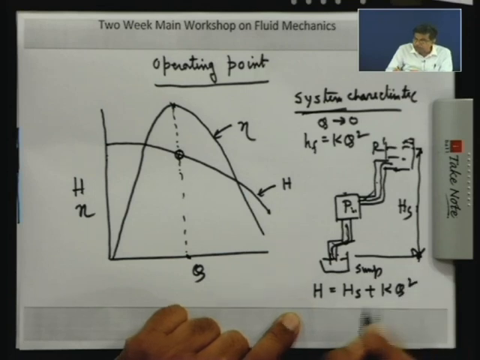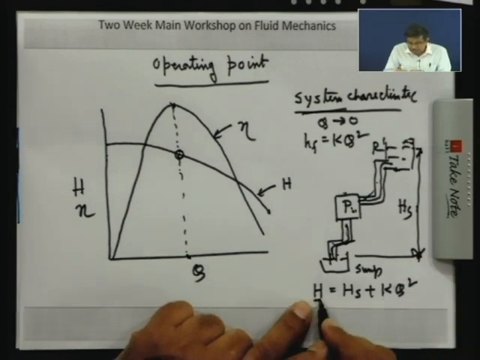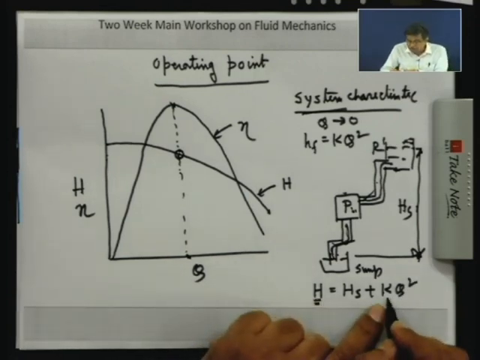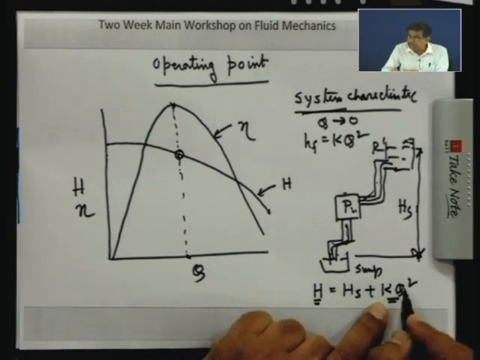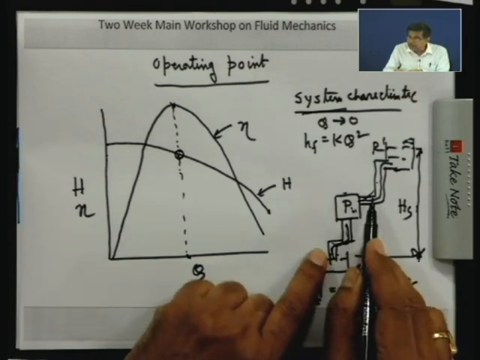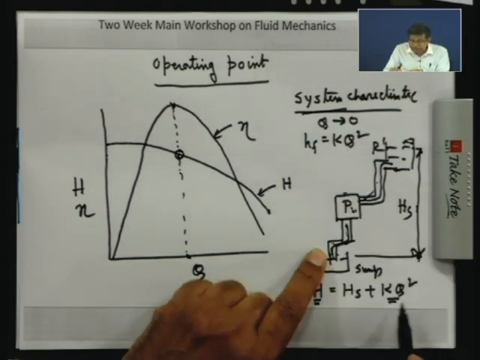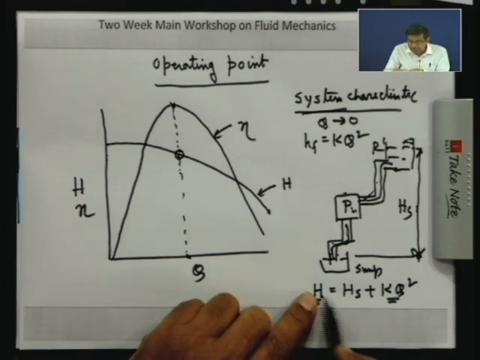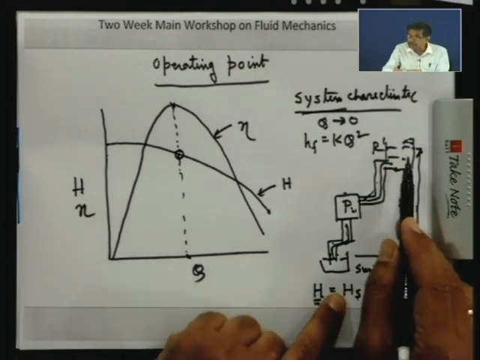That means the pipe will tell you to develop some head which I will consume through friction by my frictional law, KQ square. And if you do not provide a flow rate, that is a limiting case when the flow rate tends to 0, I will develop a head H equal to Hs.